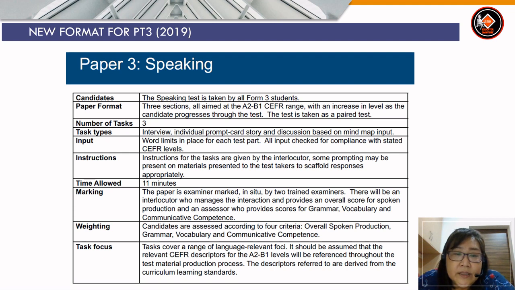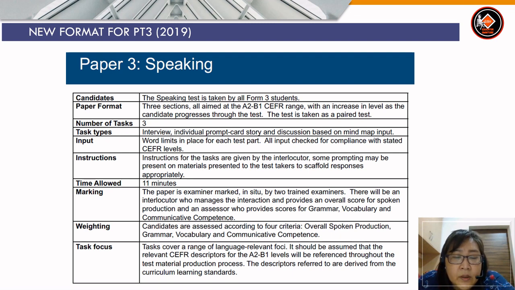Marking. The paper is examiner marked in situ by 2 trained examiners. There will be an interlocutor who manages the interaction and provides an overall score for spoken production, and an assessor who provides scores for grammar, vocabulary, and communicative competence.